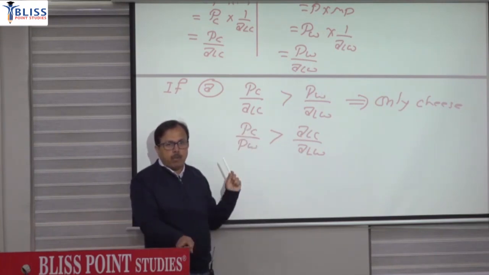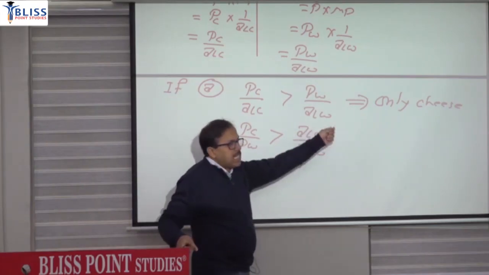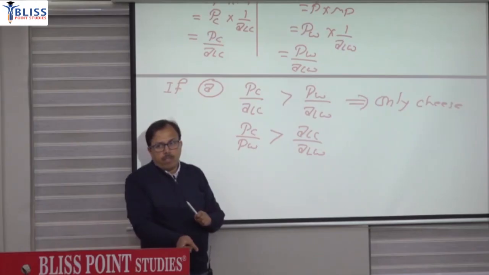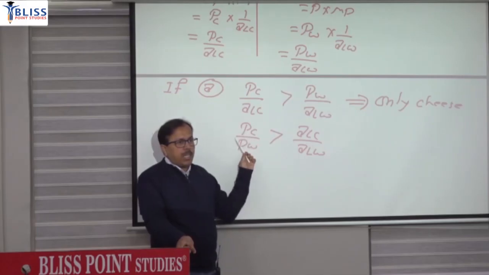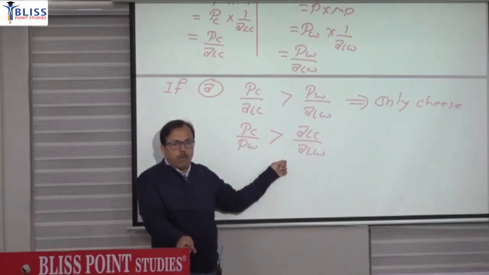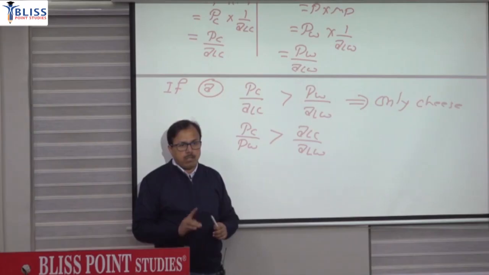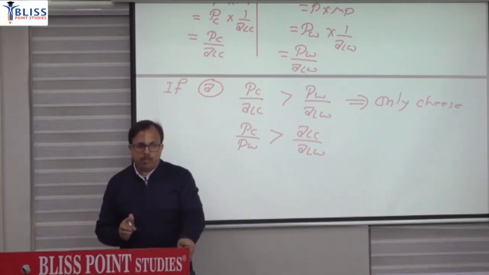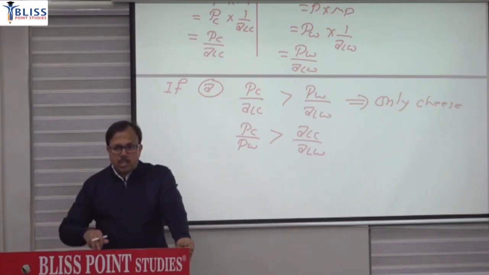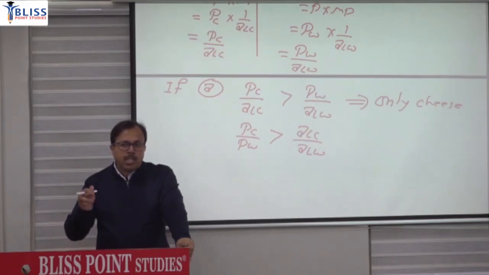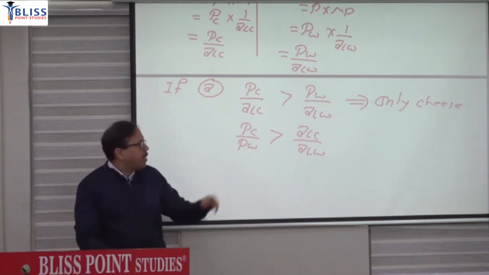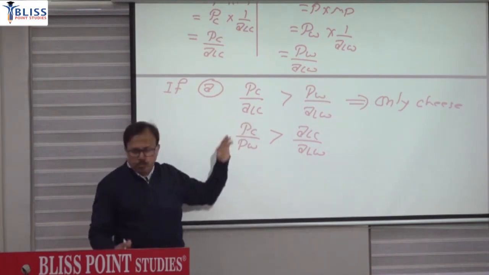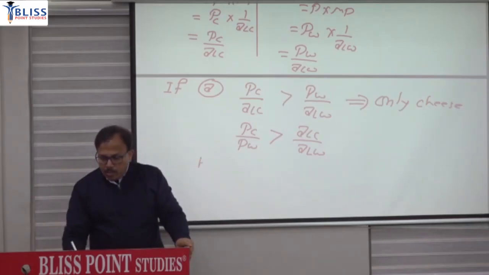And what is PC by PW? Relative price of cheese. So country will produce only cheese in which condition? When relative price of cheese is greater than opportunity cost of producing cheese. That will be the first principle of the Ricardian model. Country will specialize only in cheese if relative price of cheese is greater than opportunity cost of producing cheese. But I have written if this condition. Now what could be the alternate?